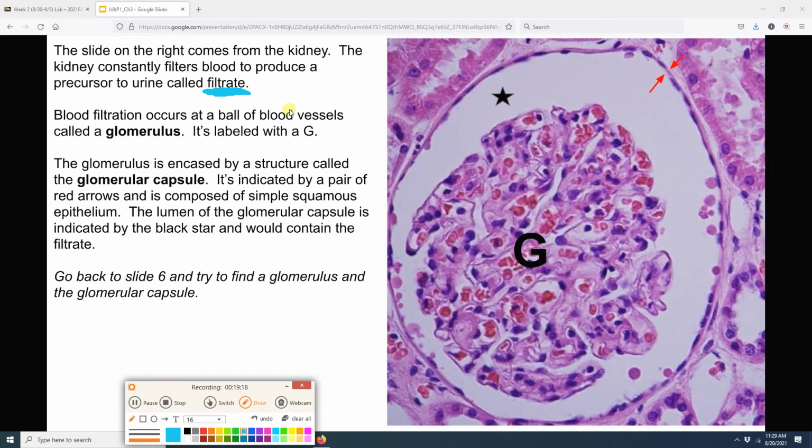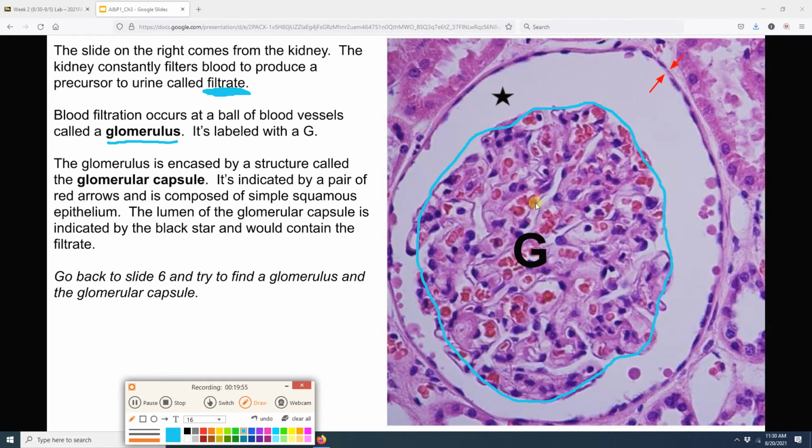Now, the filtration of blood in the kidney will happen at a structure called a glomerulus. It is like a ball-shaped structure. It's a round, spherical structure made primarily of blood vessels. You probably have 1 million of these glomeruli in each kidney. And this is where blood filtration takes place. I can see a lot of red blood cells in here. Okay?